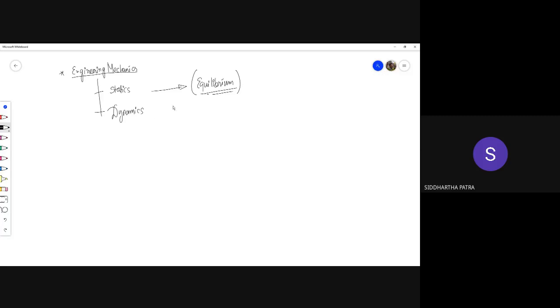Okay, so even the dynamics has two parts, and you must already be familiar with the terms. So there is kinetics and kinematics. Okay.